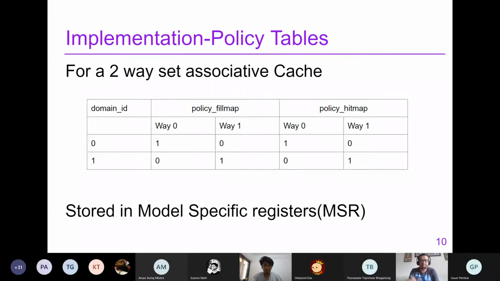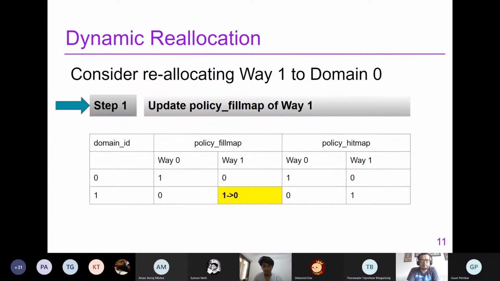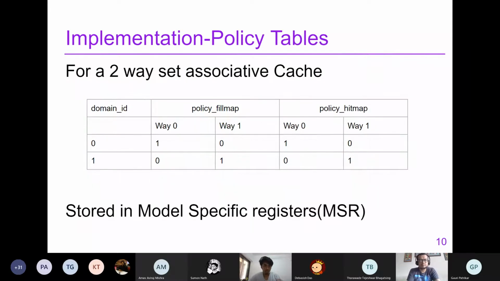These policy fill map and policy hit map are stored in something called model specific registers. Now, one more thing we require: if we are just partitioning the whole thing into static domains, then these might as well be private, right? But we also want some of the advantages of a shared LLC. So we do not want them to be statically partitioned, but dynamically partitioned. If one process requires more ways, then it can be given that. This requires both hardware and software changes.